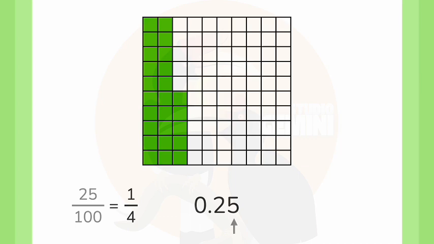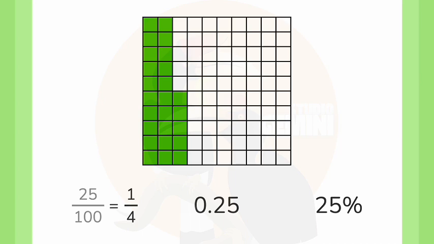We can also write this number as a percent. 1% is 1 part out of 100, so each square on the model represents 1%. Since we have 25 parts that are shaded in out of 100, this is 25%. Great! Each of these numbers represents the same amount, so they are equivalent numbers.